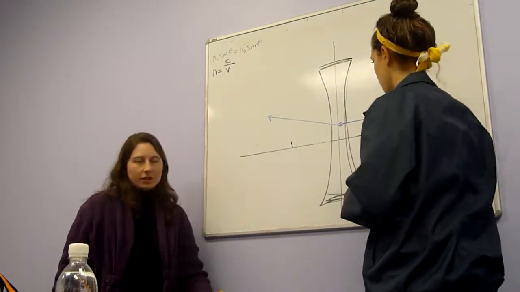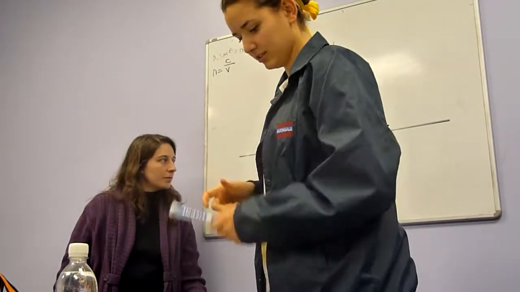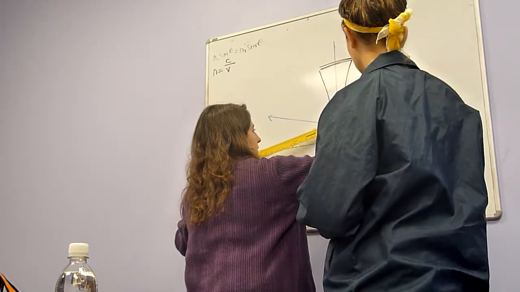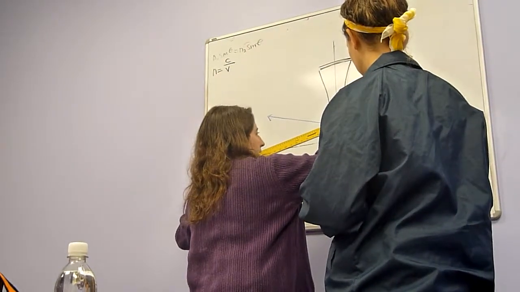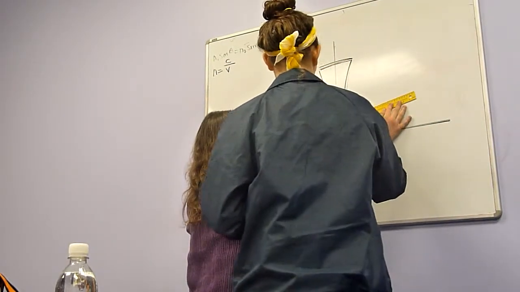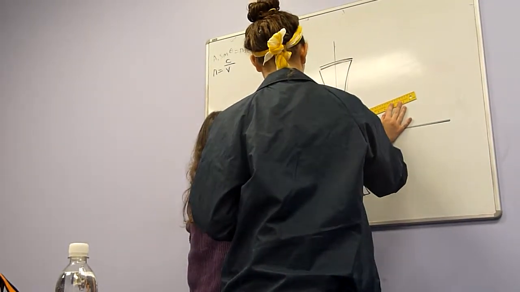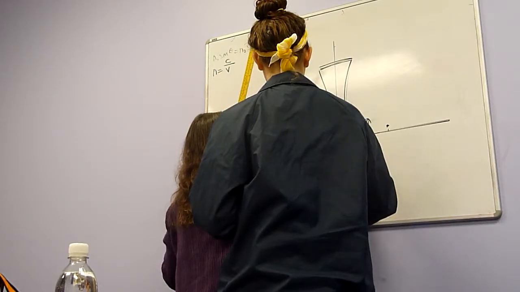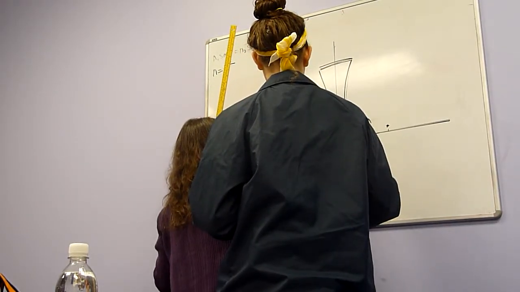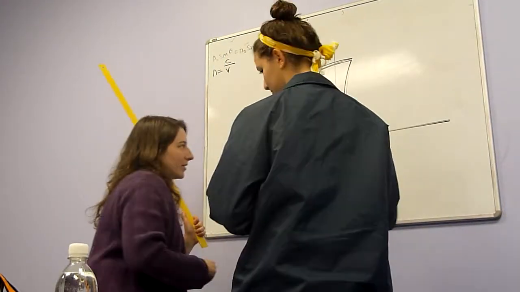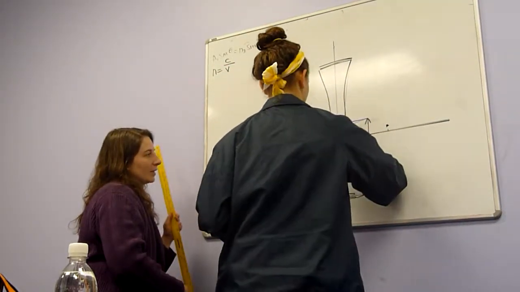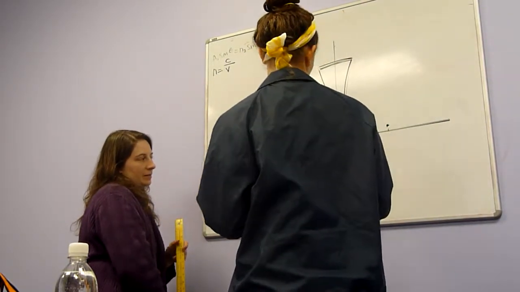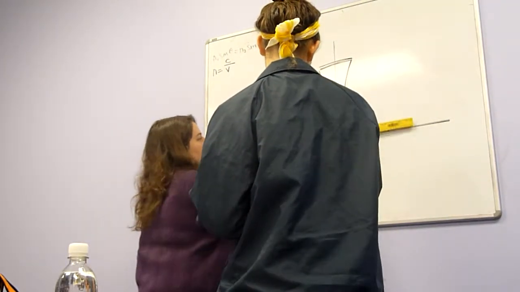Okay, so then what's my next rule? If it goes towards the focal point, through the focal point, it's gonna go out straight. Pick a new color. So straight to the y-axis, stop at the y-axis. Always stop at the y-axis. So put this arrow there. And it'll exit how? Horizontally.